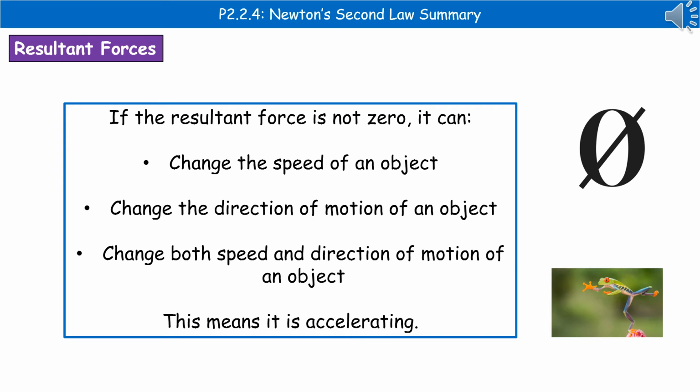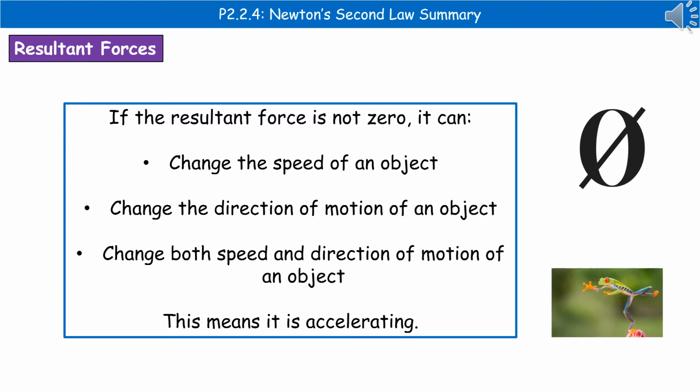Welcome to our review on Newton's second law. So previously we've had a look at what happens if the resultant force is zero. Now what we're going to look at is what happens if the resultant force is not zero. And what we can see are a few different effects.